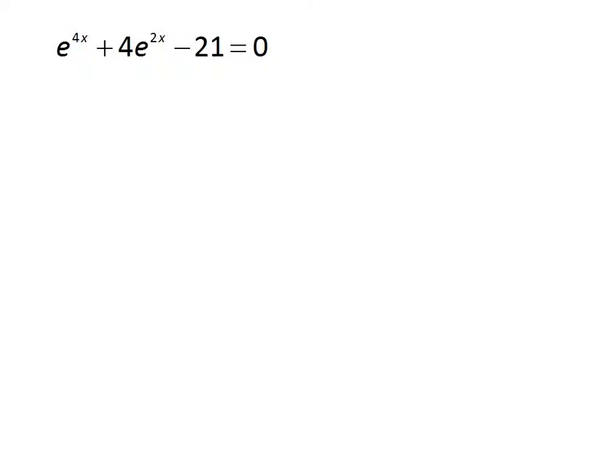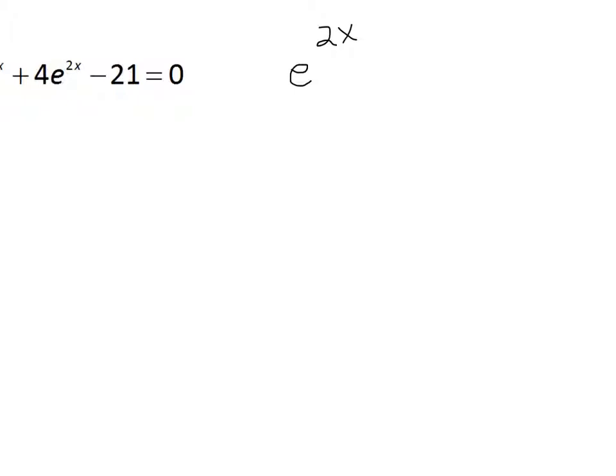Let's solve an exponential equation that has the format of a quadratic equation. First, let's remind ourselves of some of the properties of exponents. If I have e to the 2x times e to the 2x, I add the exponents. So e to the 4x would come out.